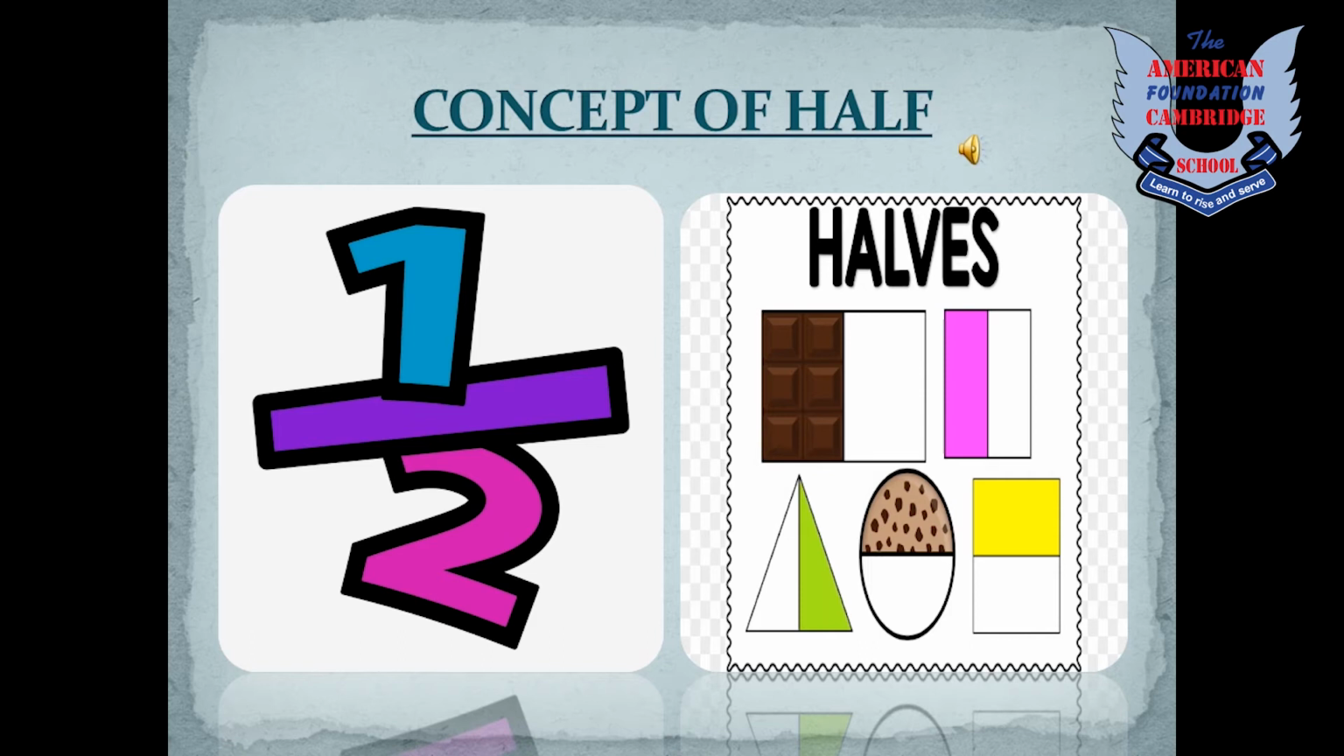Just like that, the second plate is half colored and half empty. It means this rectangle has two equal parts, that is halves, in which one half is colored and the other half is uncolored. The third picture is also divided into two equal parts. The fourth and fifth pictures also show halves of different shapes. Now let's move on to the next slide and see what we have in it.